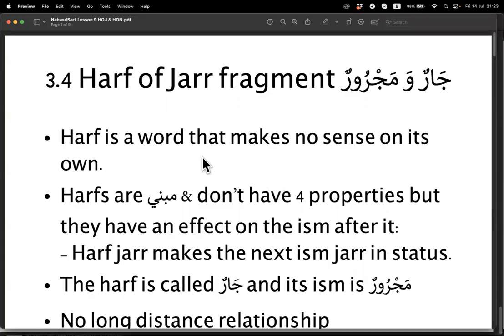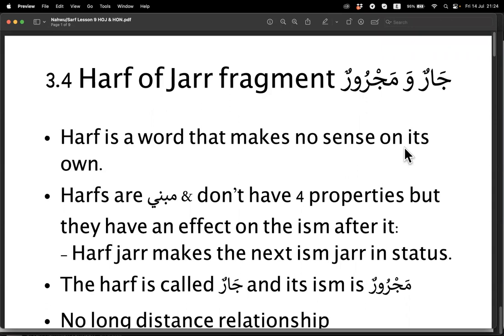Okay, so the new topic is harf of jar. This is the first time we see harf. If you remember, harf is a word that makes no sense on its own.